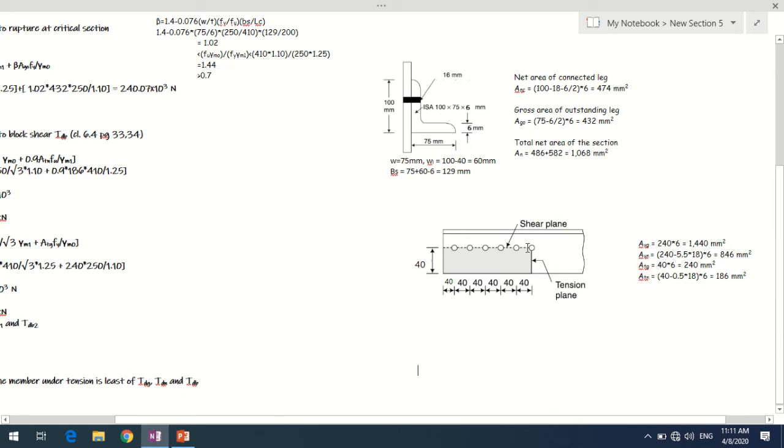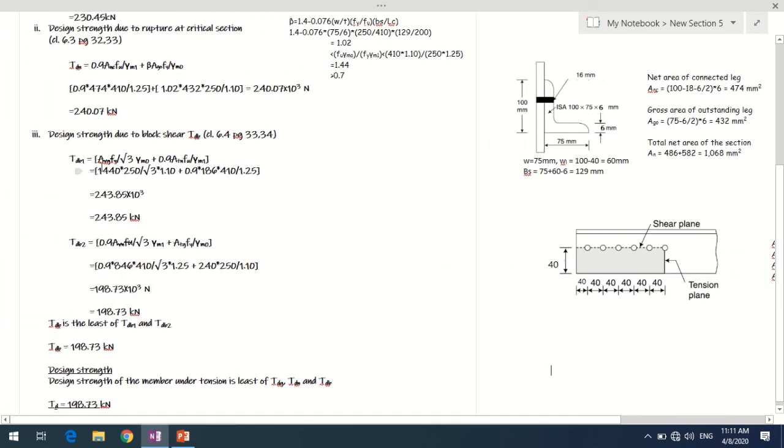Similarly, the gross area along the tension plane will be this distance multiplied by the thickness of the angle. This is the edge distance we have here. So 40 into 6, it will be 240 mm square. For the net area along the tension plane, 40 minus half the bolt hole diameter, as we come across half a bolt hole along this tension plane. So (40 minus 0.5 into 18) into 6 will be 186 mm square. So I have these four areas: the gross area and the net area along the shearing plane, and the gross area and the net area along the tension plane. I'll be using them in these two equations.